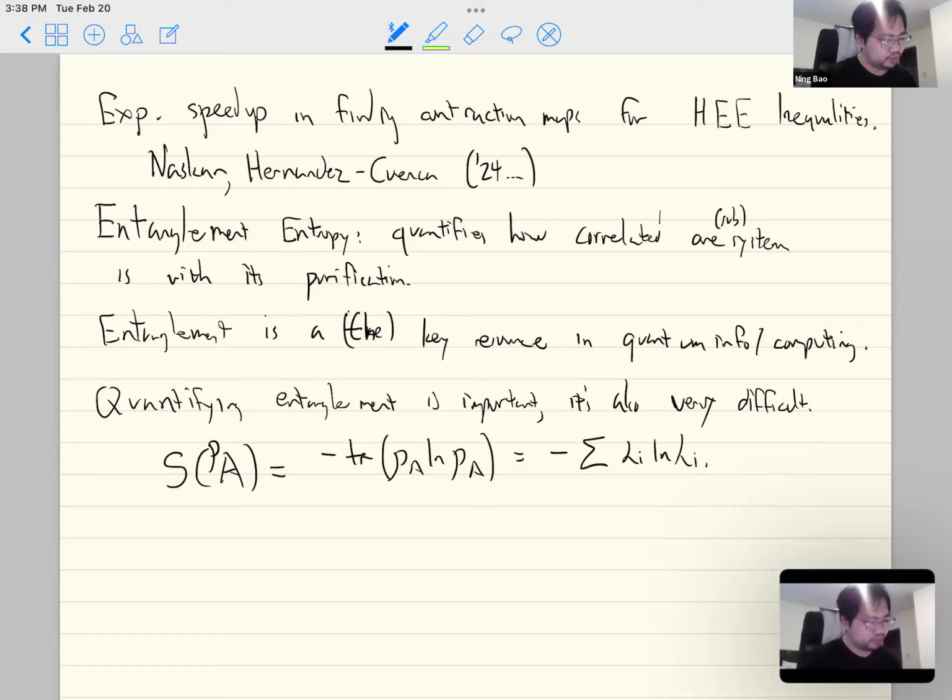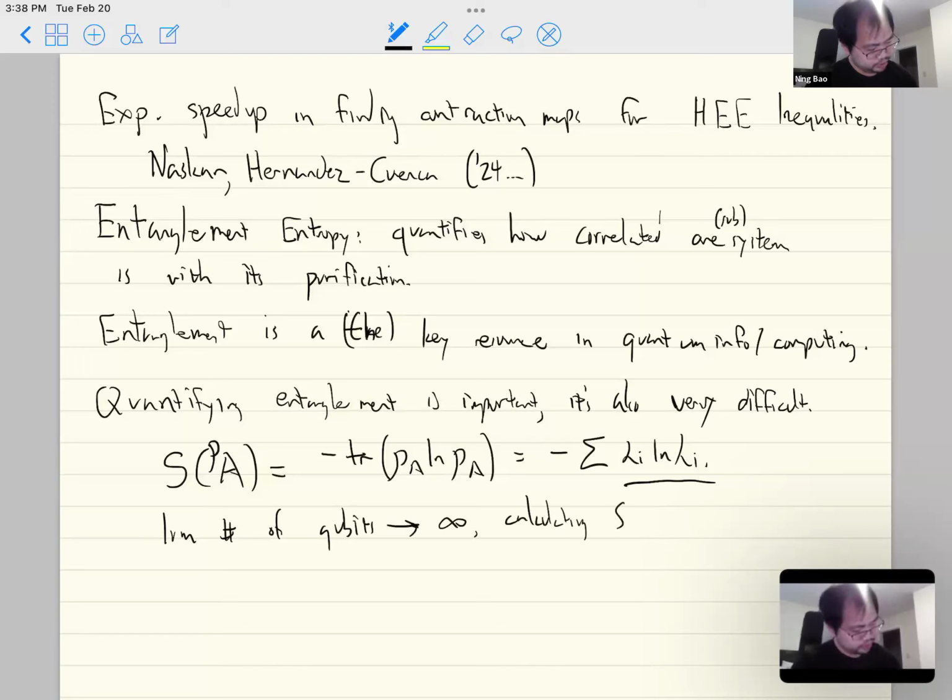So if you have a 2-qubit density matrix, so a 4x4 matrix, trying to find the eigenvalues via a diagonalization procedure is not challenging. But if you have a 1,000-qubit density matrix, then trying to diagonalize a 2 to the 1,000 by 2 to the 1,000 matrix becomes very taxing. And in the limit that the number of qubits goes to infinity, calculating the entanglement entropy is impossible in general.